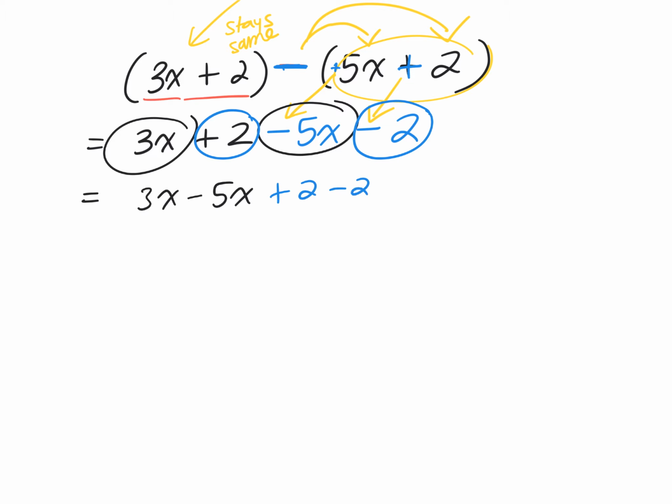Plus 2 minus 2. Plus 2, take away 2. I've just rearranged this to put all my like terms together. What is 3 take away 5? Negative 2x. What's 2 take away 2? Do I have to write plus 0? No, this is the answer. That's it.